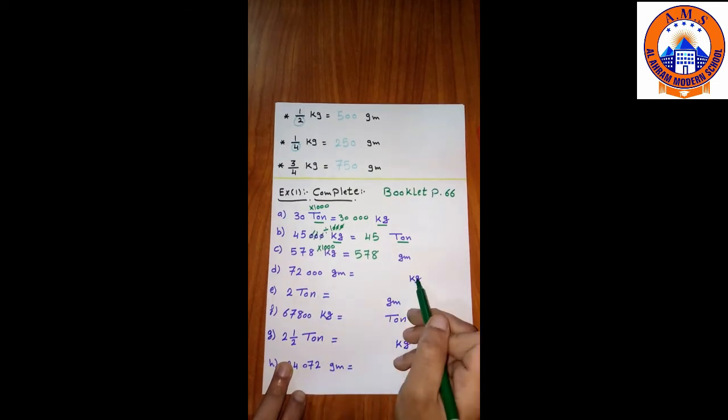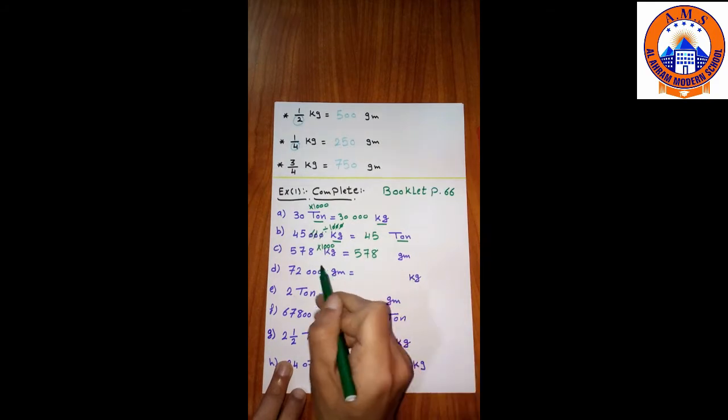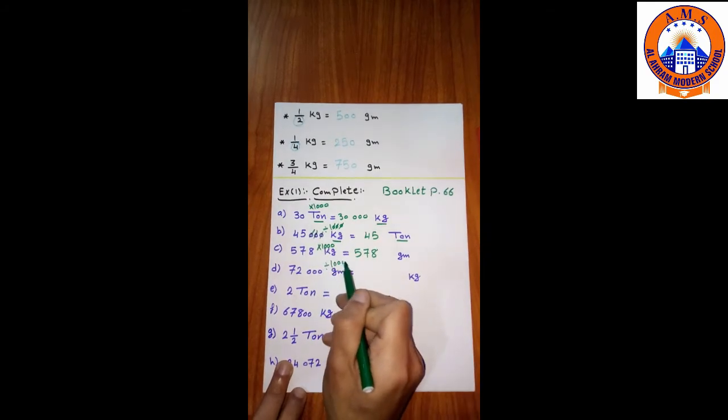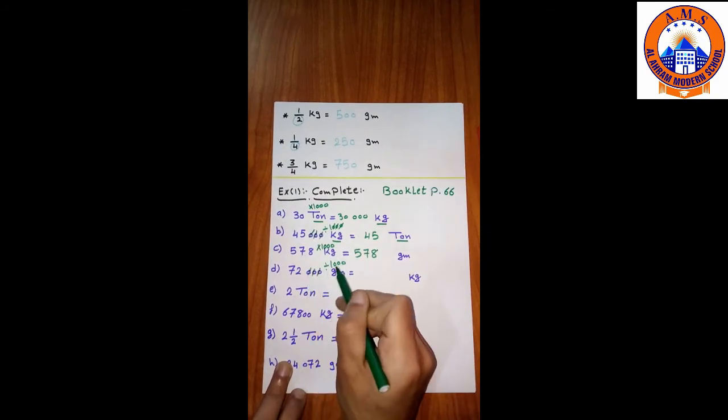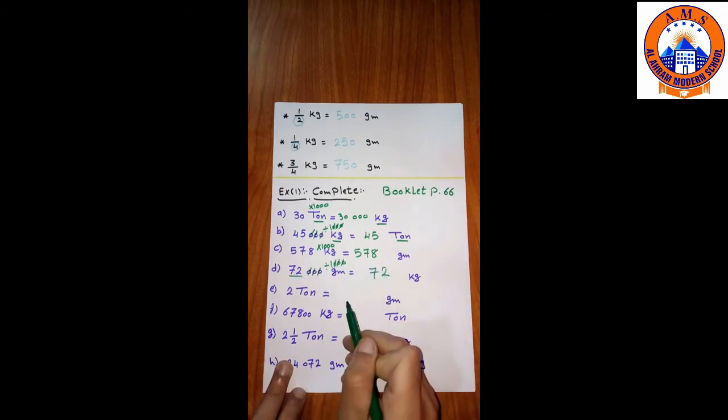72,000 grams equal how many kilograms? So to change from gram to kilogram, we divide by 1000. We have zeros, so we'll cancel 3 zeros with 3 zeros. So the remaining number is 72.